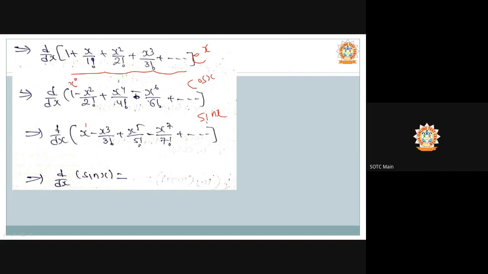D by dx of e power x is what? E power x, right? Next, d by dx of this will be what? Minus sin x. Very good. Differentiation of cos x is minus sin x. For this, what? Cos x. Next, for this, tell me, very simple one. This is also one of your previous ECET questions. D by dx of sin x is cos x, right? This is also one of your previous ECET questions.